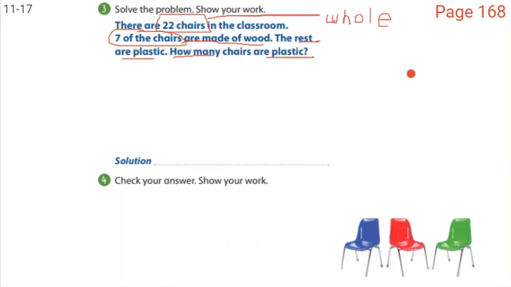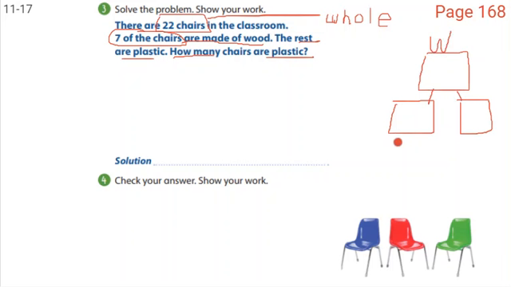W-H-O-L-E. Maybe create a number bond. Remember? Remember, this is the whole, and these are the parts. That might help you figure this one out. And then check your answer. I want you to do another way to find out, to validate, to verify your answer. And that's it for Lesson 7, Session 1.